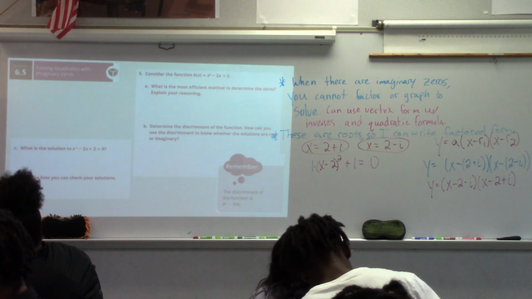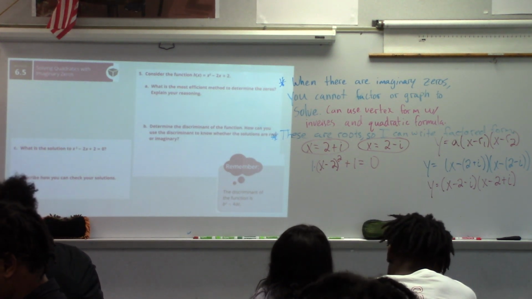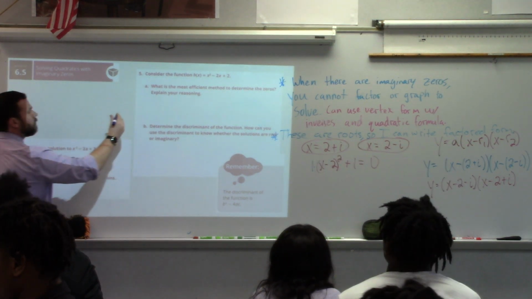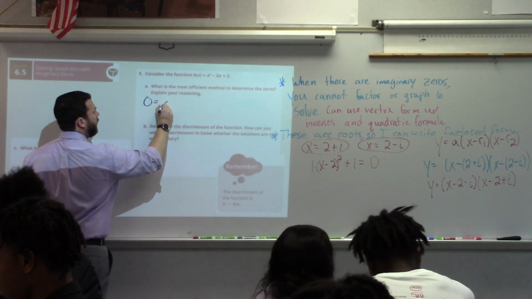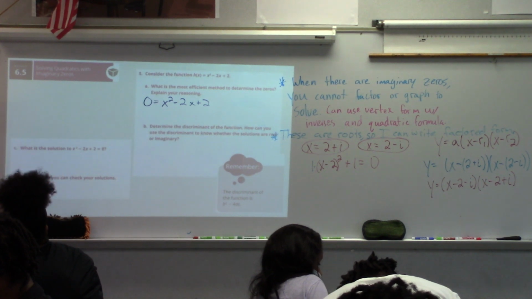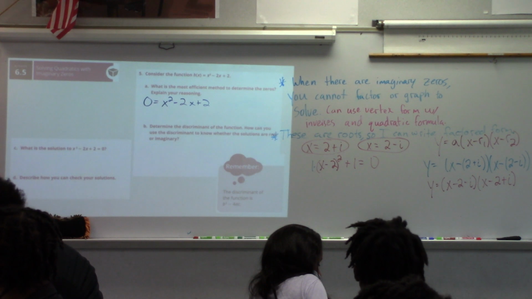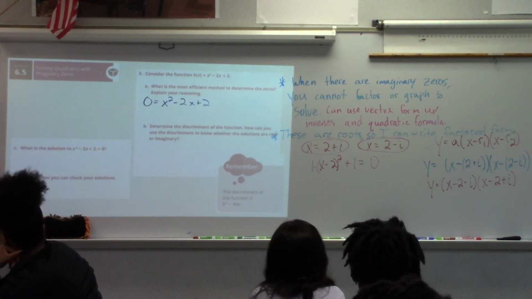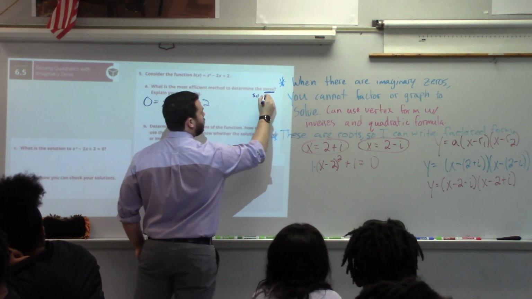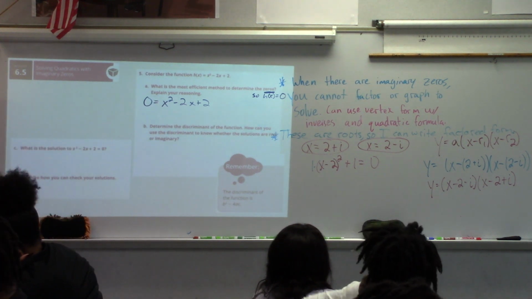So, 5a. Notice we have the function h of x equals x squared minus 2x plus 2. And then it asks here, what is the most efficient method to determine the zeros? Okay? So, 0 is equal to x squared minus 2x plus 2. Now, there was no 0 there originally, so where did that come from? Okay, so h of x is what? 0. How do we know h of x is 0? Because it's looking for zeros. That's an important thing to note there, right? We're looking for zeros.